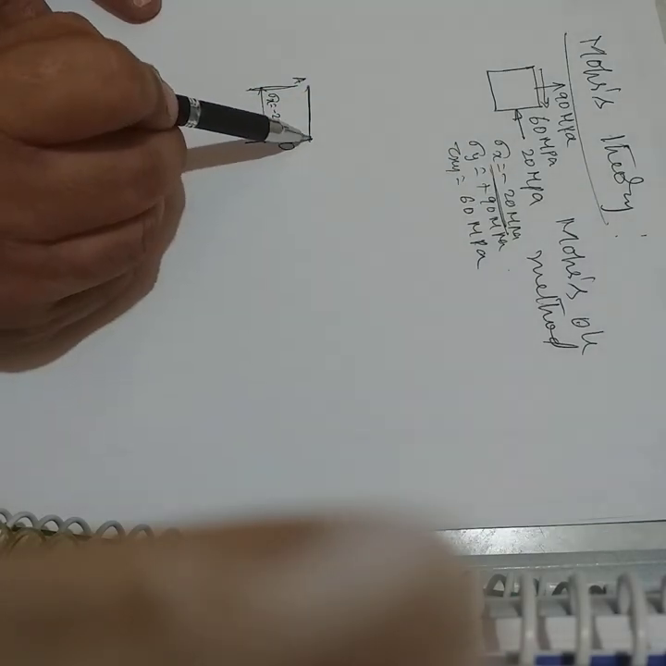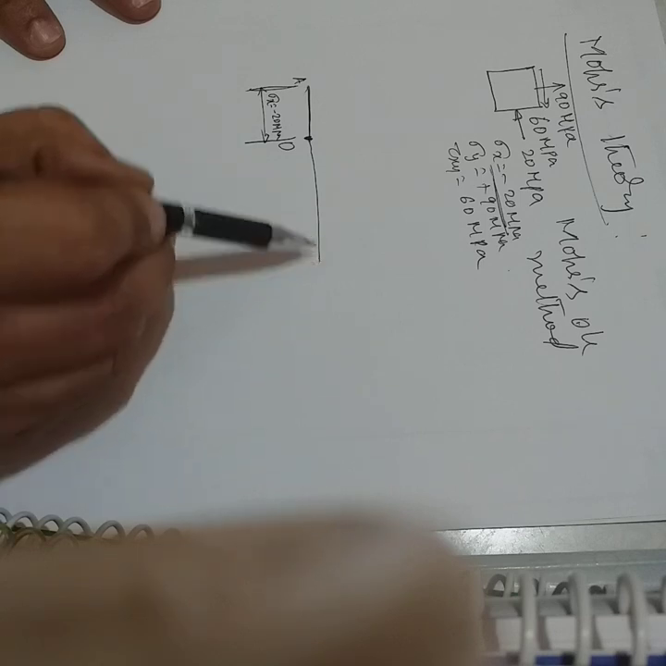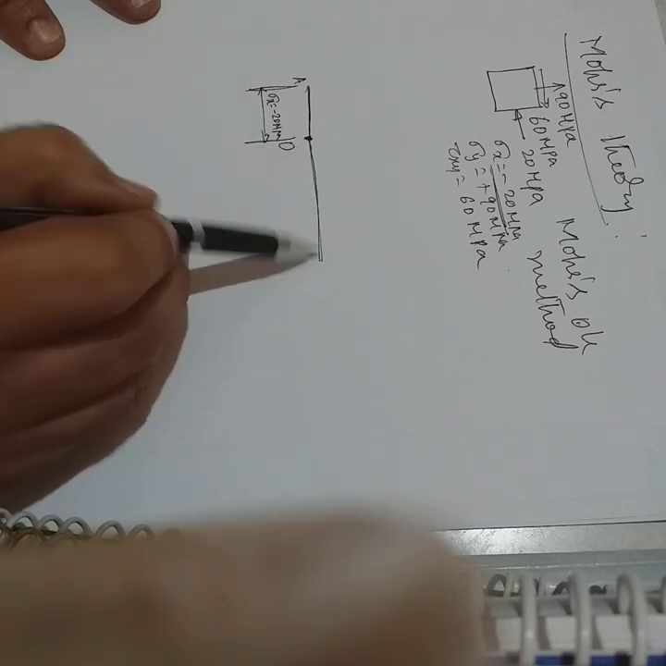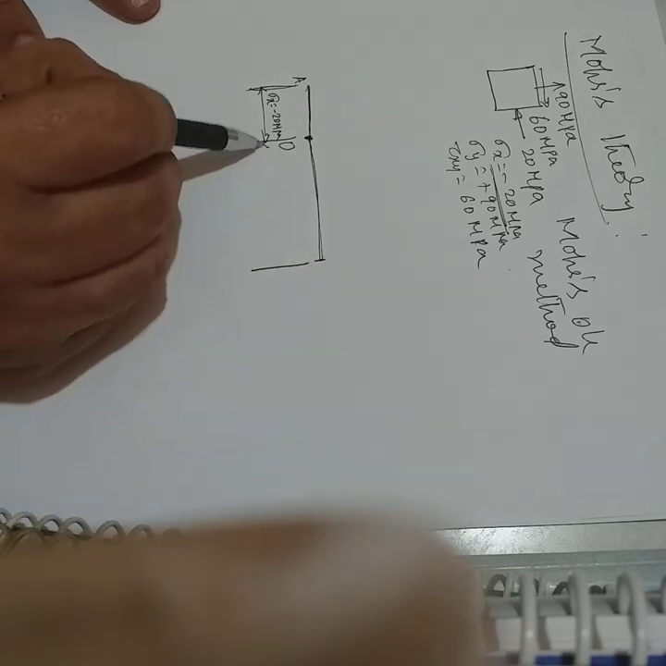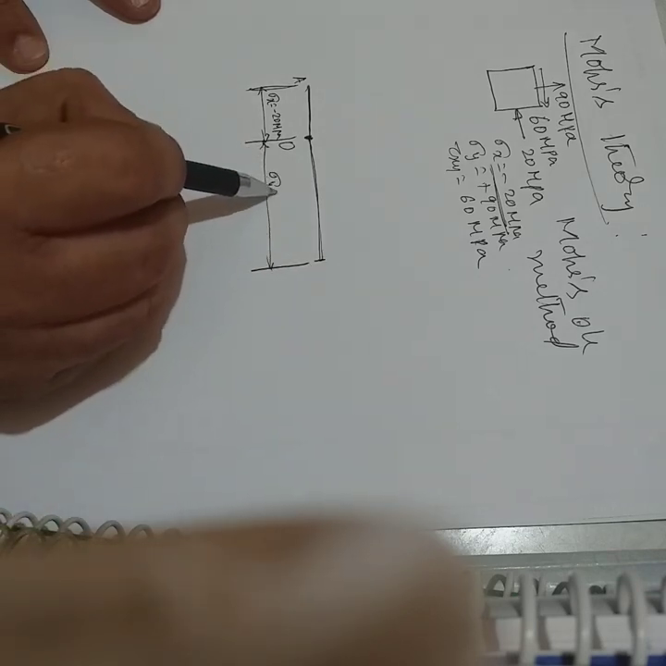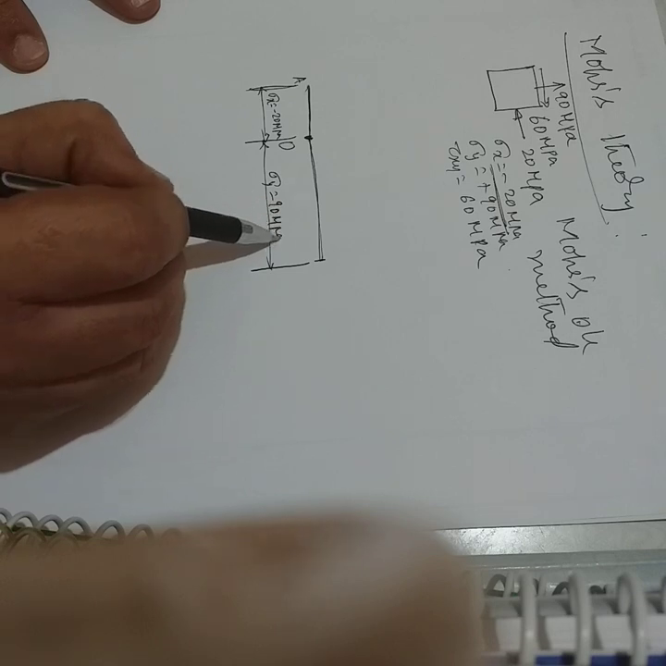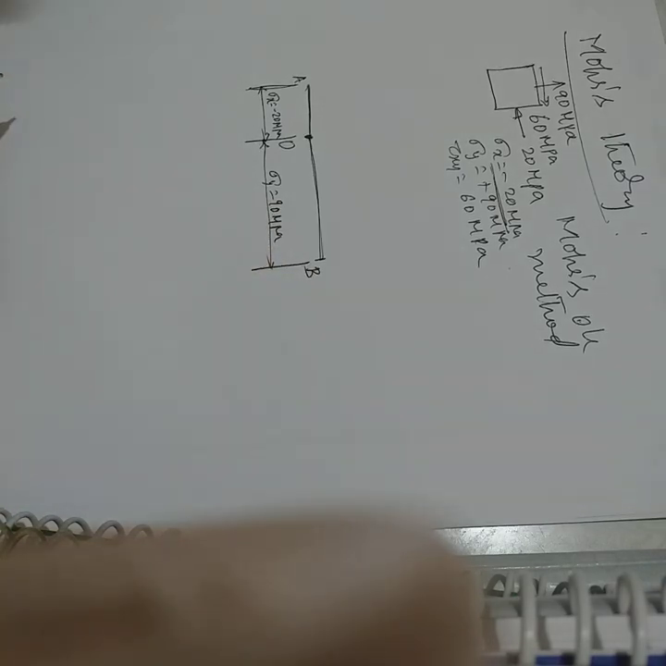So from O, I travel to the same scale, I travel to the right, for a distance equal to 90 megapascal. So therefore this represents sigma y equal to 90 megapascal. I call this point B.